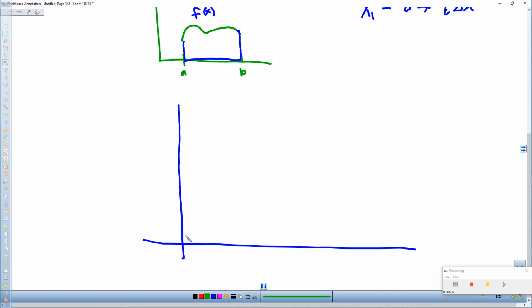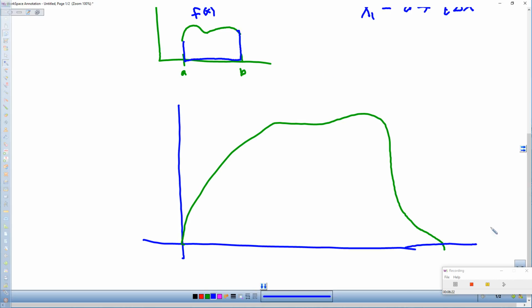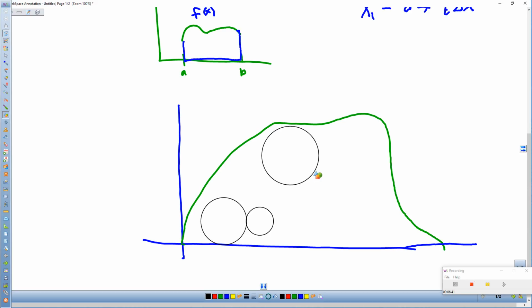I'm just going to do, let's just do something like this. What is a shape we know how to calculate the area of? Circle. Okay? So we could, if we wanted, start putting circles in here. Okay, so we could do circles.